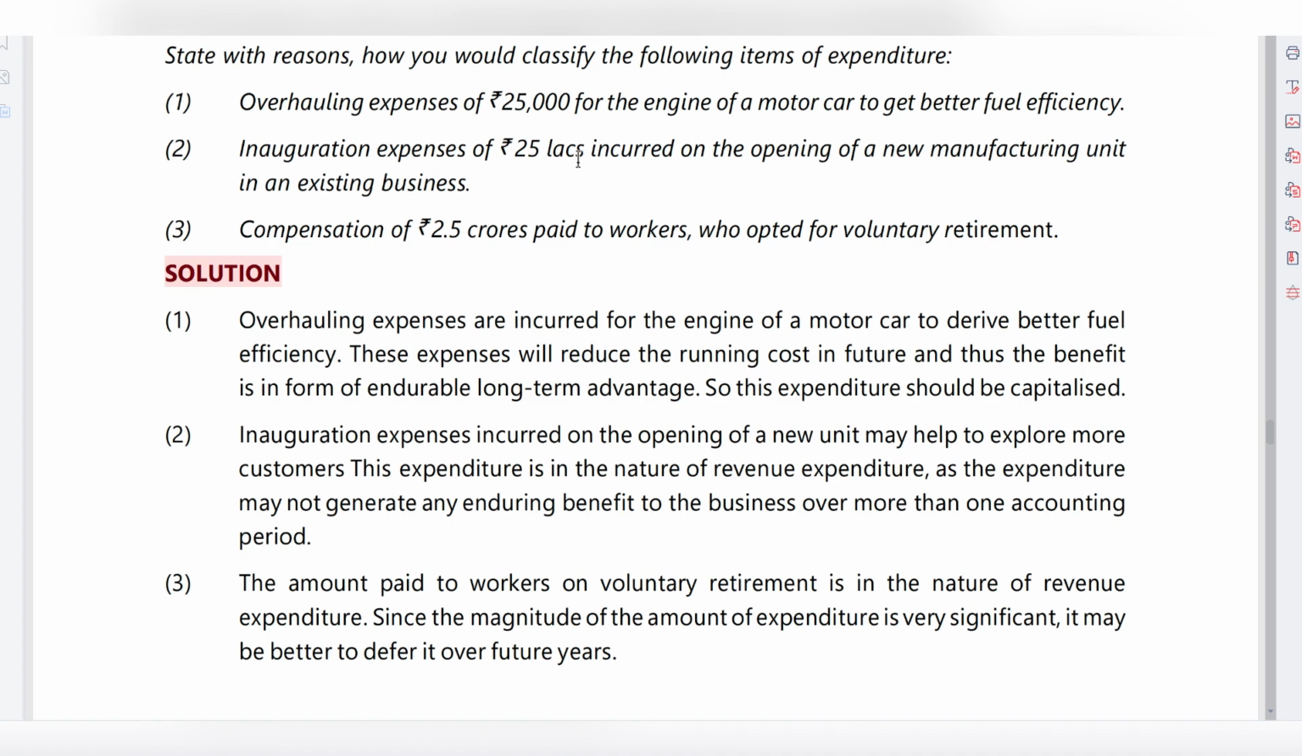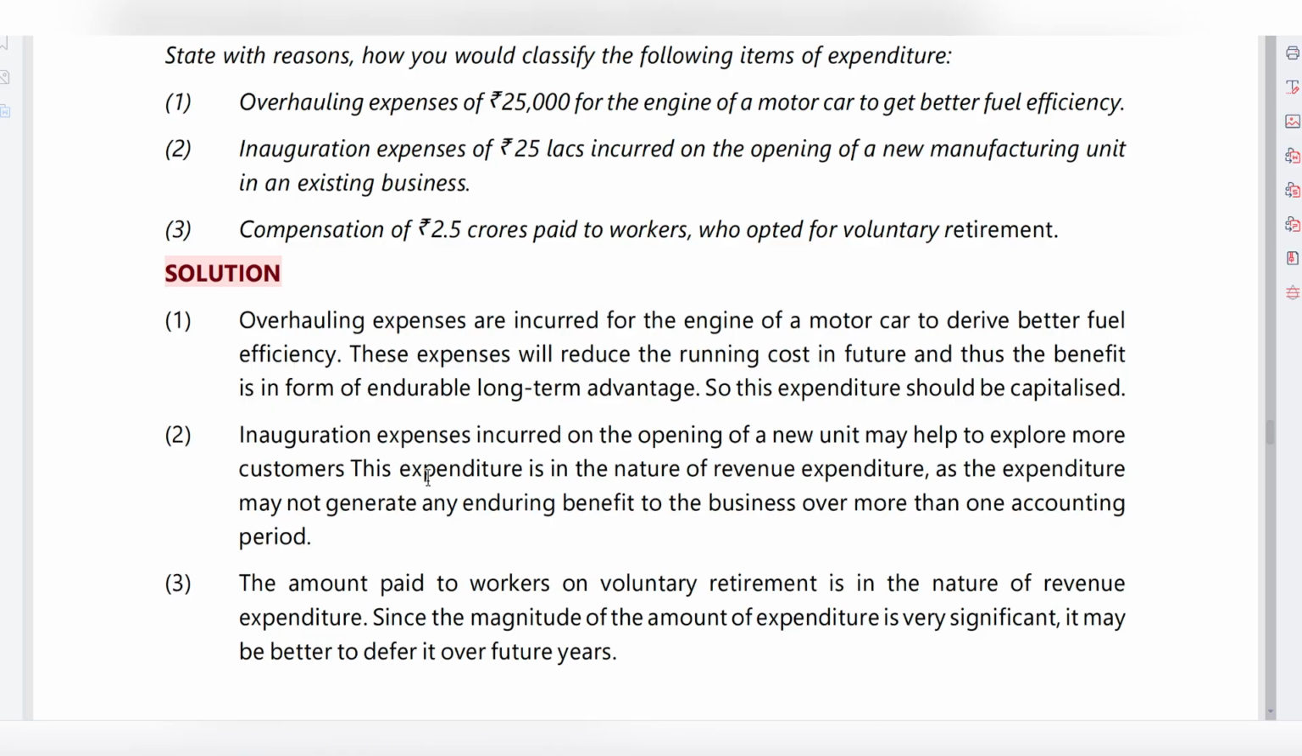Inauguration expenses of rupees 25 lakhs incurred on the opening of a new manufacturing unit in an existing business. Inauguration expenses incurred on the opening of a new unit may help to explore more customers. This expenditure is in the nature of revenue expenditure, as the expenditure may not generate any benefit to the business over more than one accounting period.